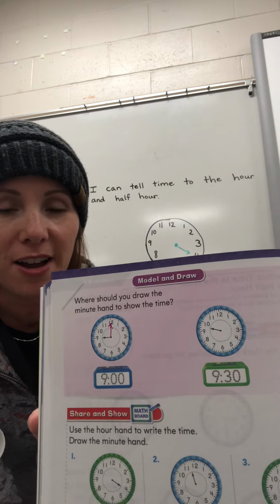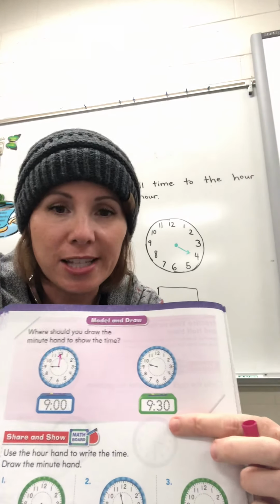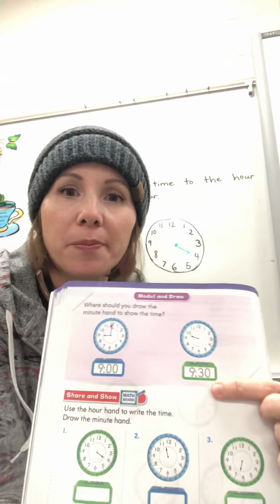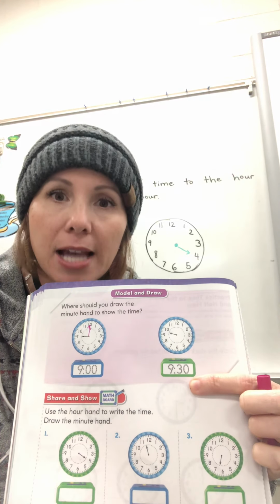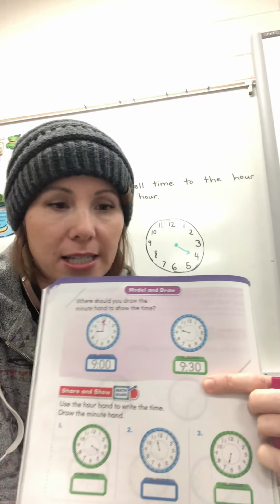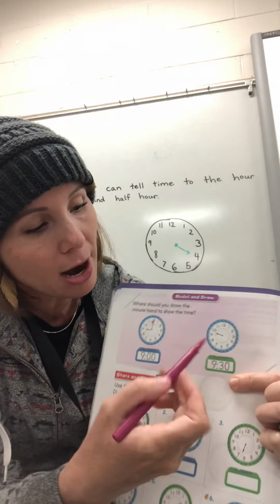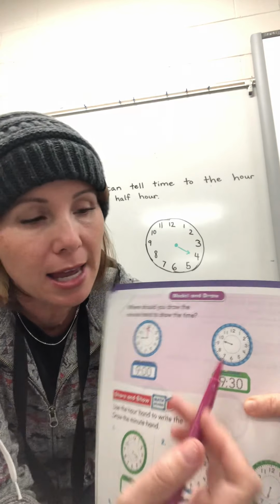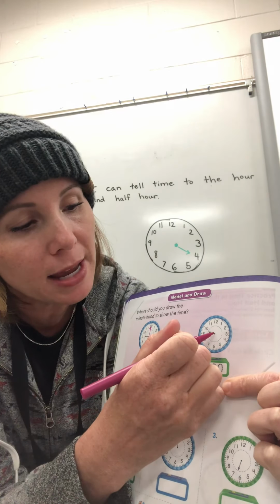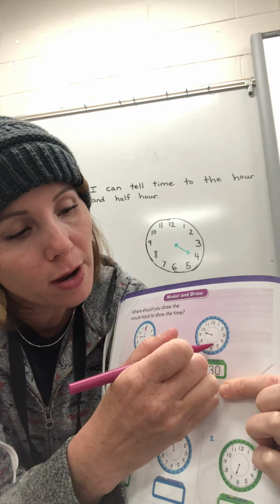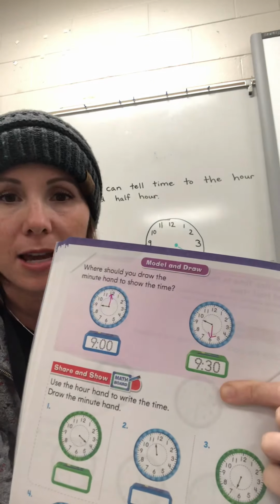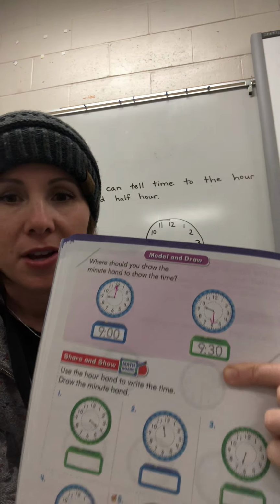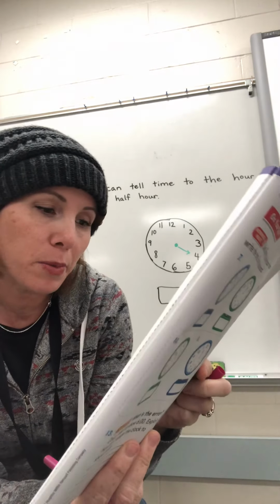That shows 9 o'clock. And the next one says 9:30. Remember, there's 60 minutes in an hour, so half hour has 30 minutes, because 30 is half of 60. So we've got our hour hand in between 9 and 10, and then our minute hand is gonna go halfway around, so it'll point at the 6. That shows 9:30. Okay, let's go ahead and do number 1 together.